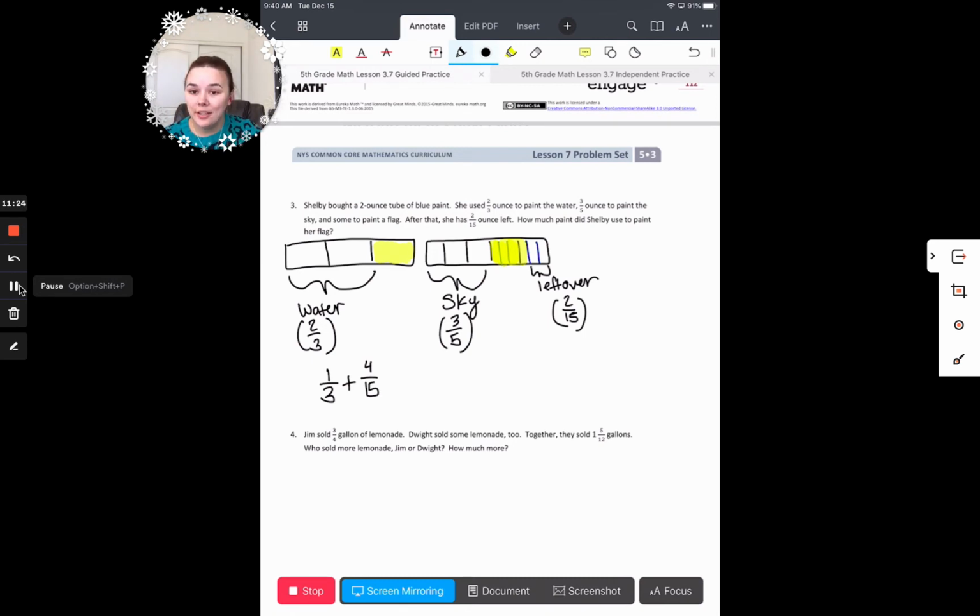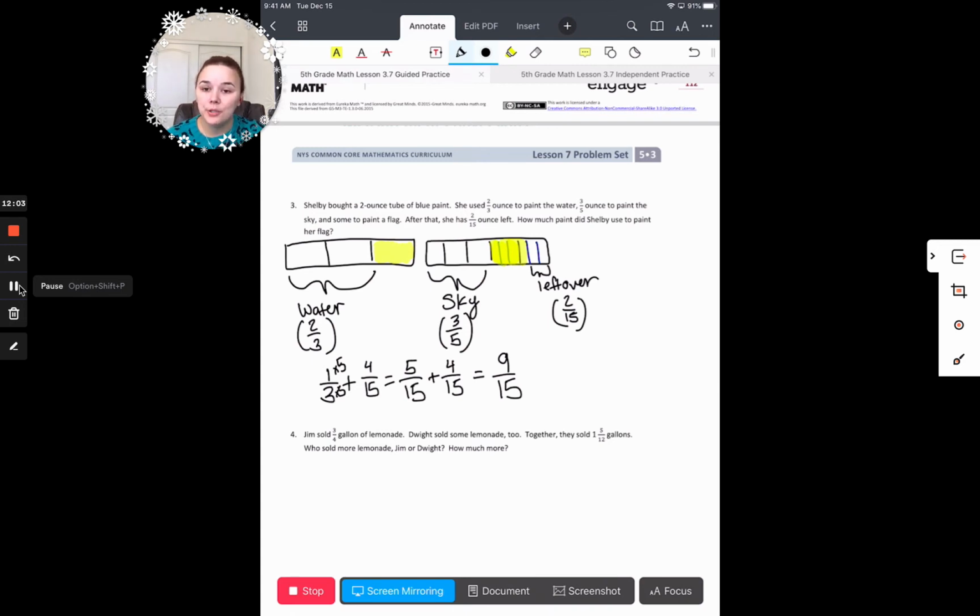We can't add them together like they are because we don't have a common denominator, but what we can do is multiply our 1/3 times 5, because 3 times 5 will give us 15, and then our 4 fifteenths can stay the same. So we're going to multiply the 1 times 5 and the 3 times 5. That gives us 5 fifteenths plus 4 fifteenths, which gives us 9 fifteenths. So she used 9 fifteenths of an ounce on the flag.